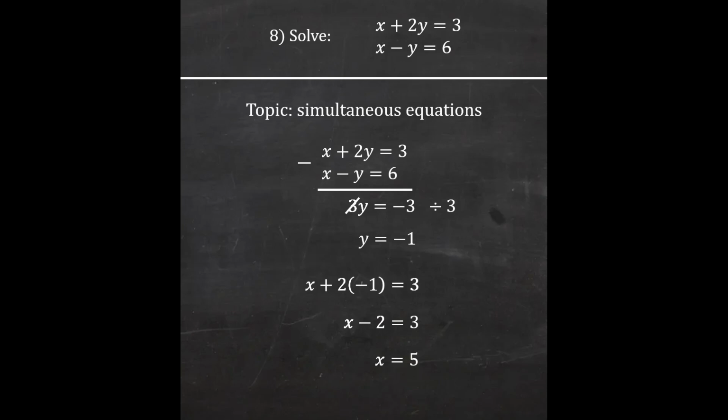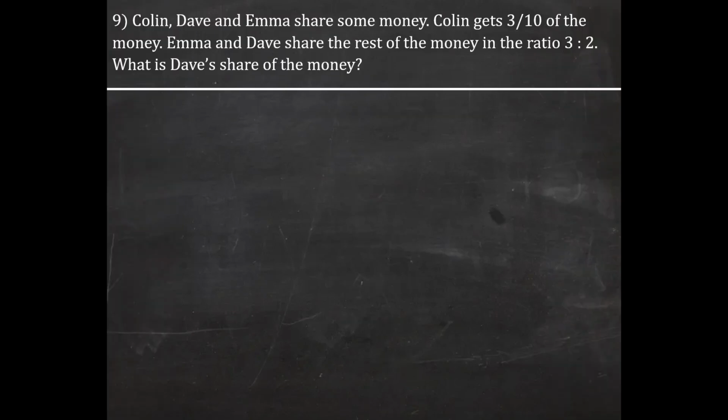Do a final quick check. x is 5, y is minus 1. 5 plus 2 times minus 1 is minus 2. 5 minus 2 is 3. And 5 minus minus 1, which is plus 1, is 6. It works. Done. Question 9.